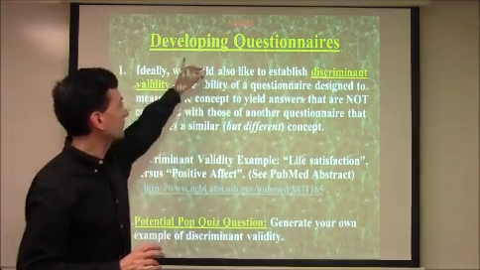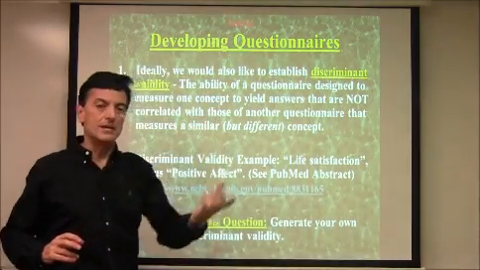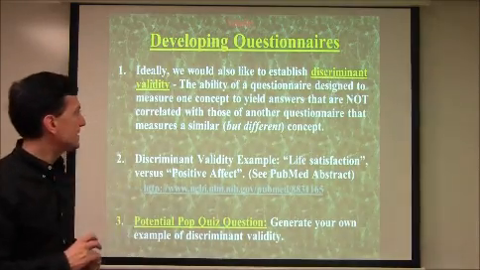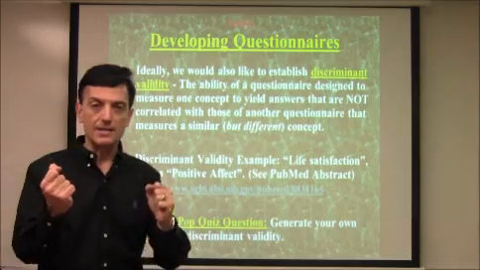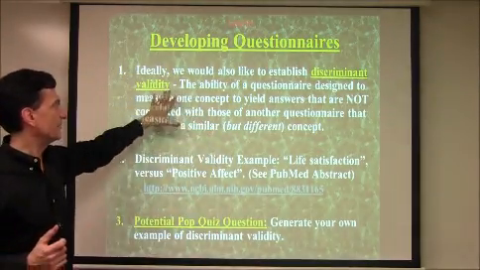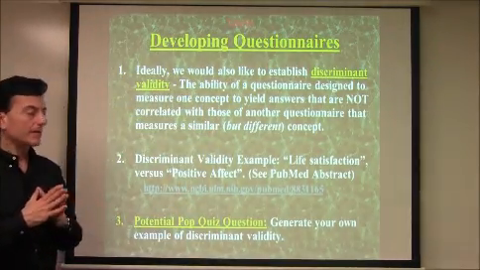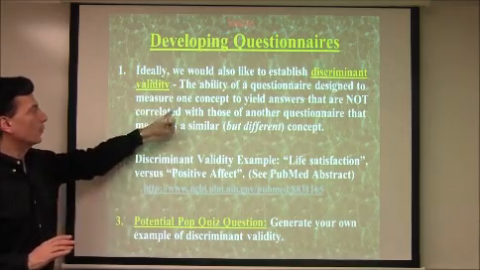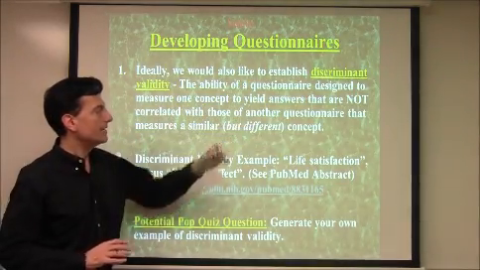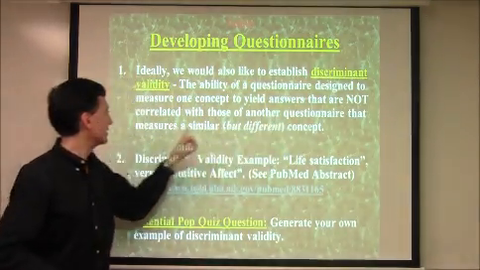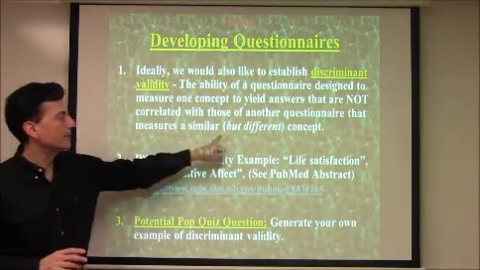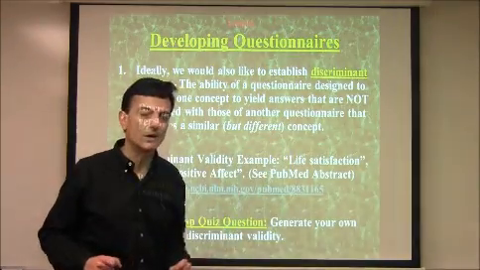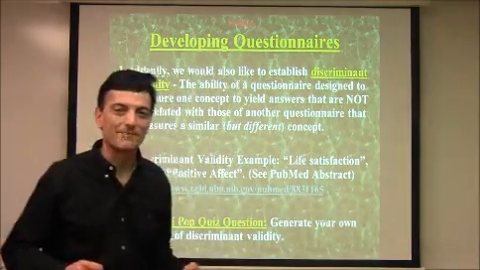We're still on the topic of validity, but now we're going to introduce a new variety of validity, and this is called discriminant validity. So we're hoping to establish both convergent and discriminant validity. Let's define discriminant validity this way. The ability of a questionnaire designed to measure one concept to yield answers that are not correlated with those of another questionnaire that measures a similar but different concept. That's a very long definition. It's a very, very long definition.